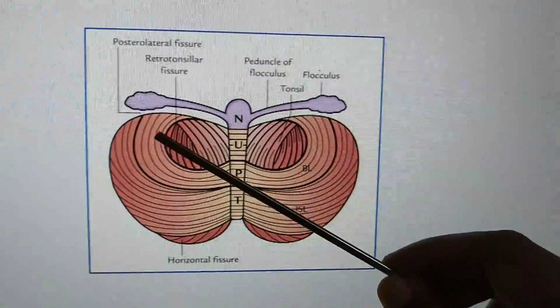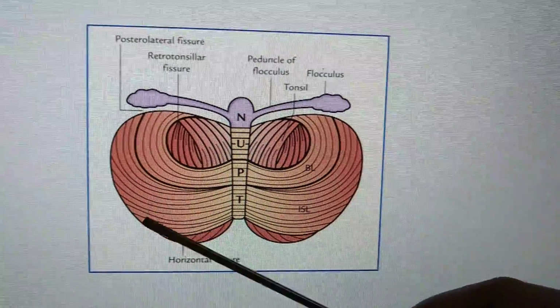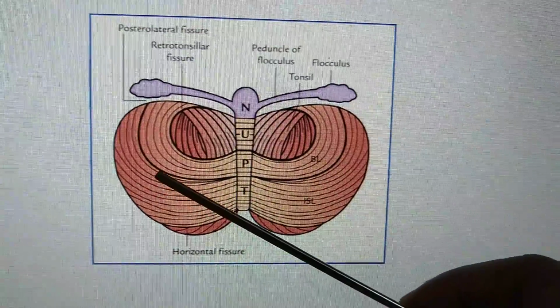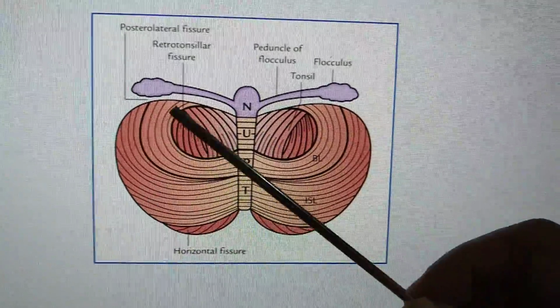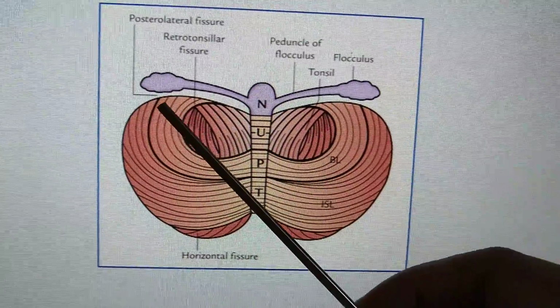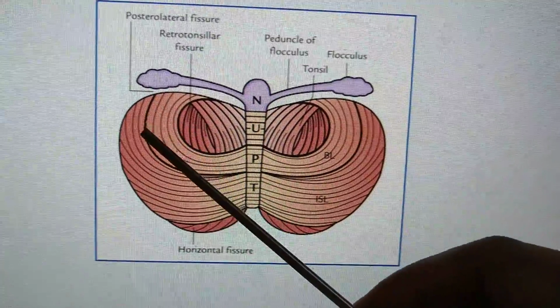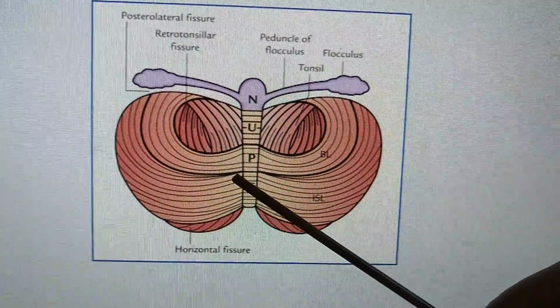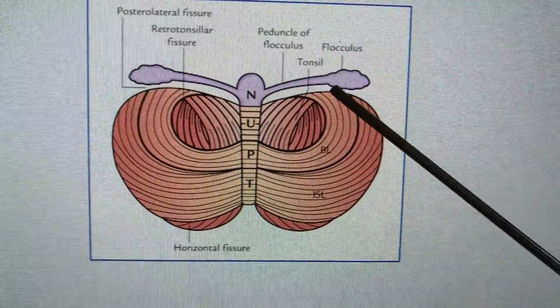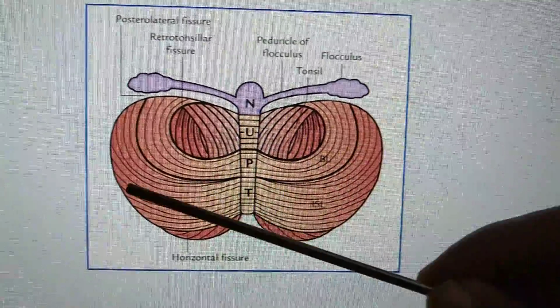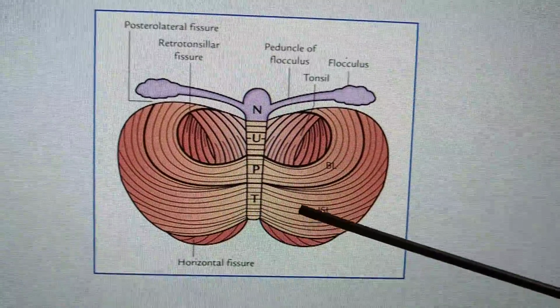So what you are seeing here is the posterior lobe or the middle lobe. This posterior lobe or the middle lobe always occupies both the superior surface as well as the inferior surface. Now we can see another fissure, that is a posterolateral fissure. This is seen on the inferior surface. Now this will separate the flocculonodular lobe from the posterior lobe or the middle lobe.